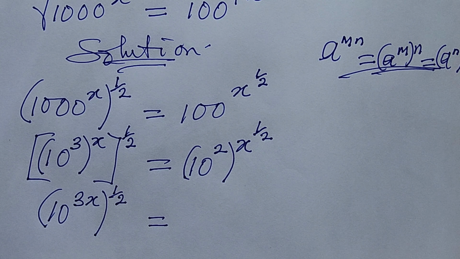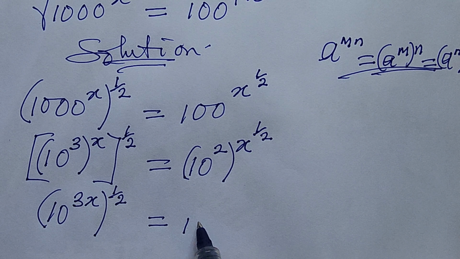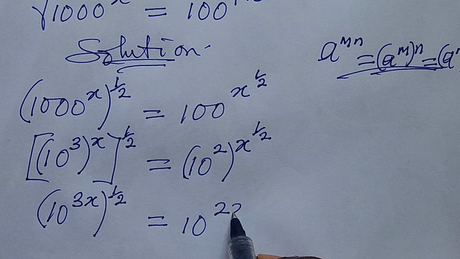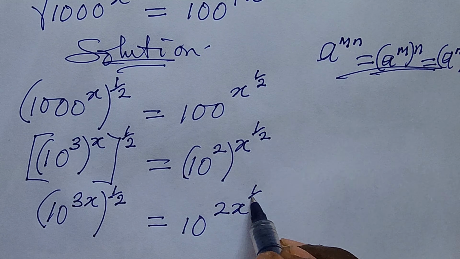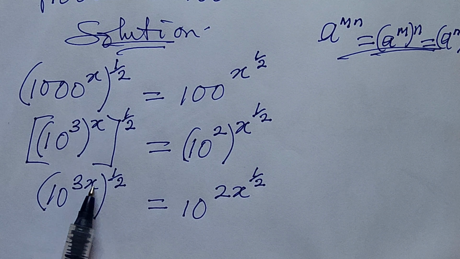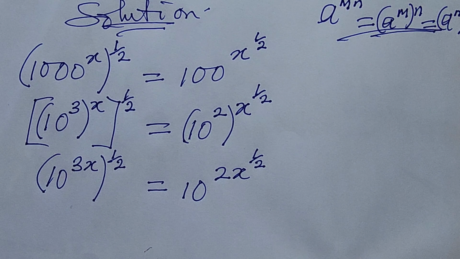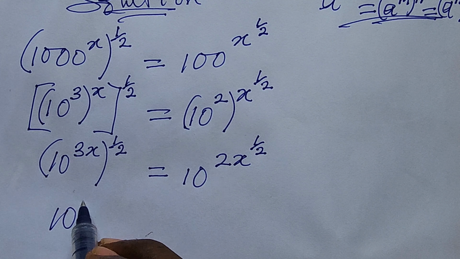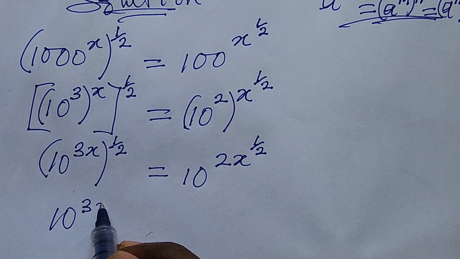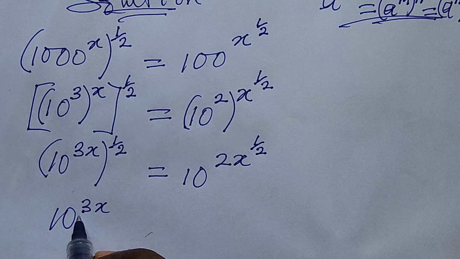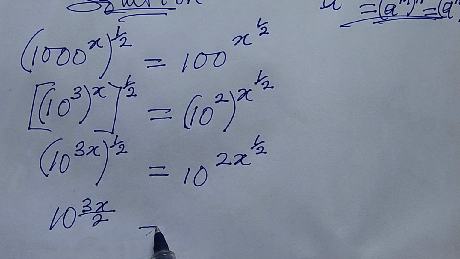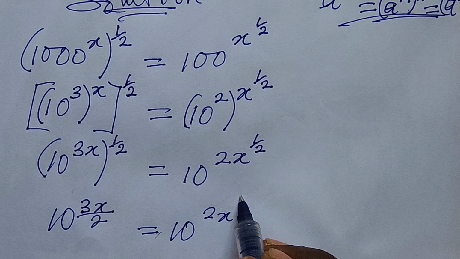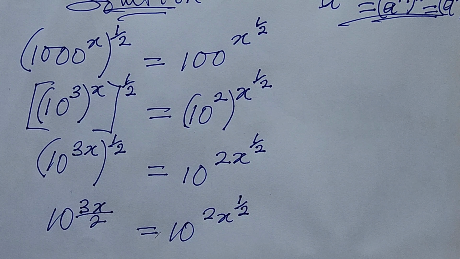This is equal to 10 to the power of 2x, all raised to the power of 1 over 2. Again, we can use this to multiply this. If we do that, this is going to give us 10 to the power of 3x over 2, everything equal to 10 to the power of 2x raised to the power of 1 over 2.